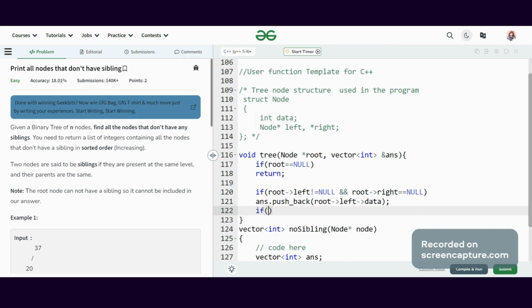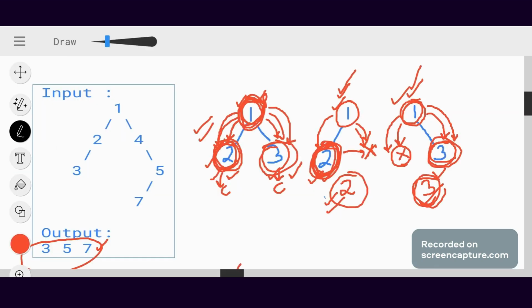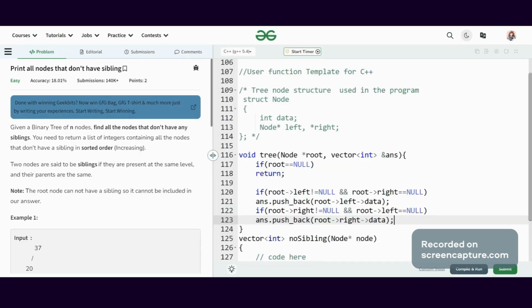Now there can be another condition. If my root right is not equal to null and my root left becomes null, what does that mean? That means I don't have a sibling, so I will print this right child. Here I was having a right child node and I was not having a left child node. So in this case, my right child node was not having a sibling, so I printed this right child node here. Similarly, I have implemented the same condition here.